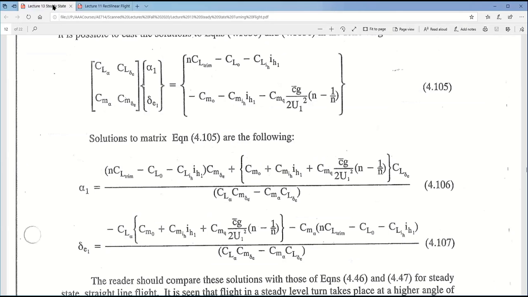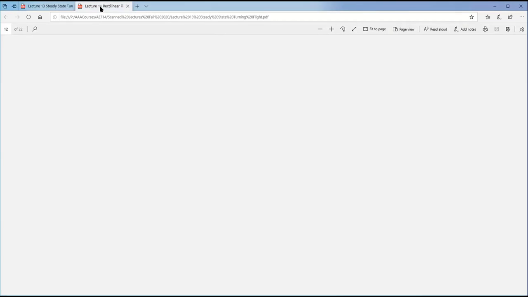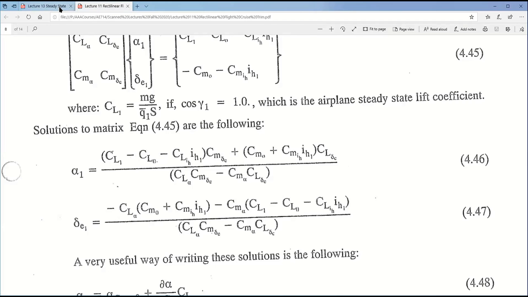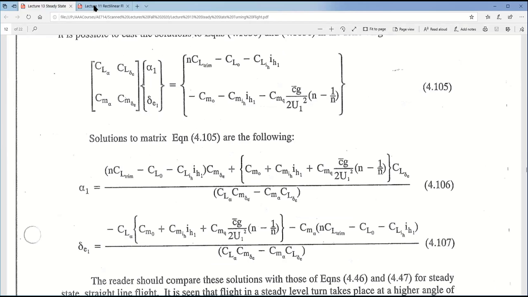Rectilinear flight, turning flight. Anybody spot Pluto?